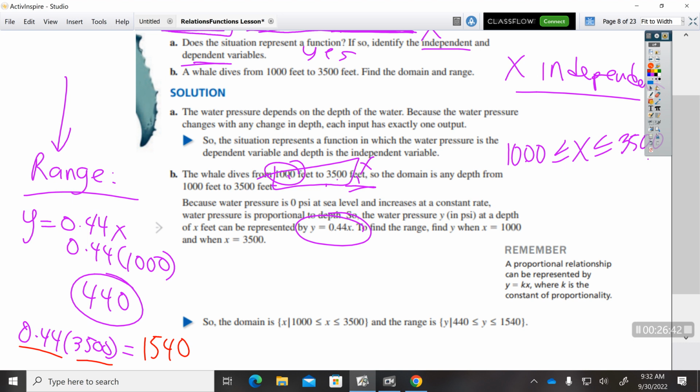All right, so now, your smallest Y value is 440. And your biggest Y value is 1540. This is how you find the domain and range from word problems. The domain is common sense. The range, you solve for it. Sometimes the range is common sense too.